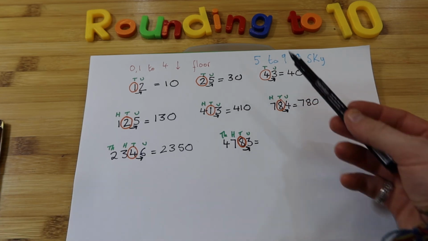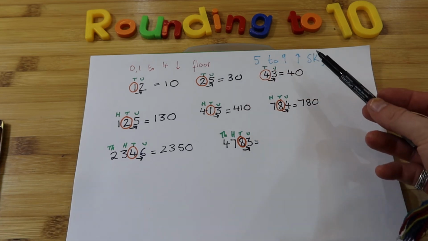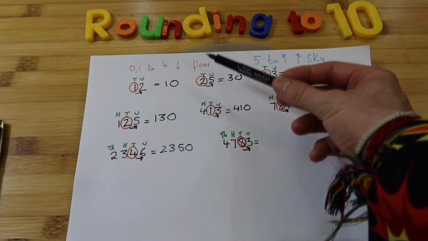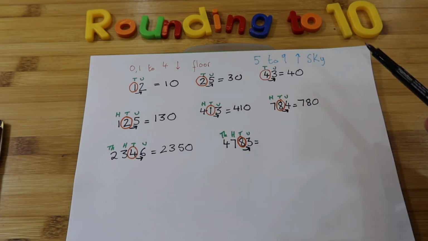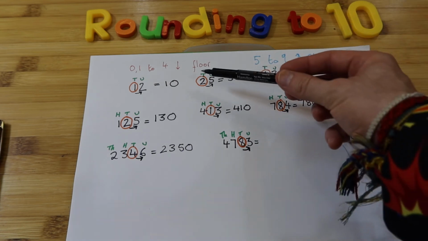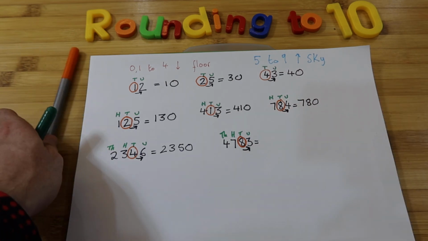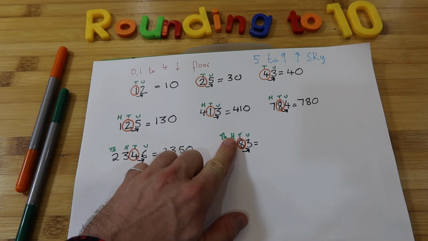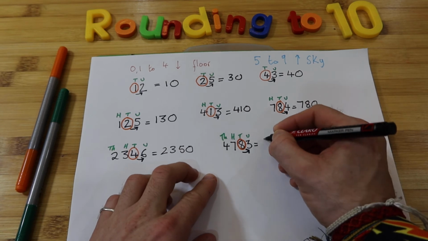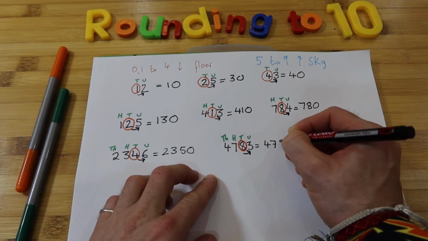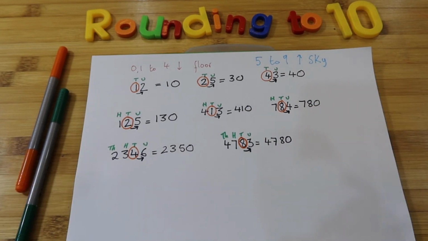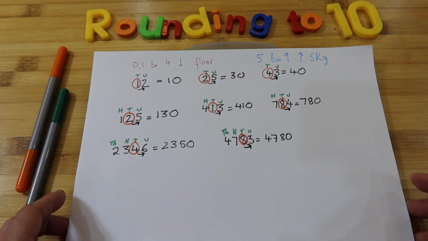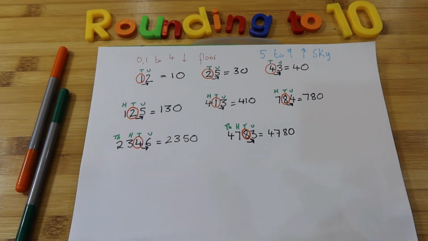Now it's a 3, so what we're going to round down to the floor or round up to the sky. 0, 1 to 4, round down to the floor. 5 to 9, round up to the sky. It's a 3, so we're rounding down. So again, if we cover this, so let's put our pens down. If we cover this and it's 83, what's the 10 before 83? It's 80, isn't it? So it's 4,780. Okay, so hopefully now you can start to understand the pattern of what we are doing.